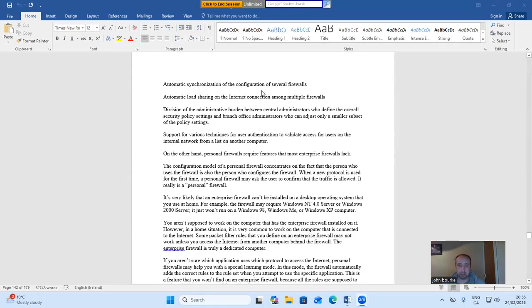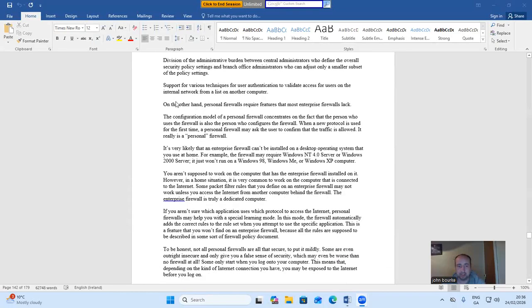Automatic synchronization of the configuration of several firewalls, automatic load sharing on the internet connection among multiple firewalls, division of the administrative burden, with central administrators to define the overall security policy settings, and branch office administrators who can adjust only a smaller subset of the policy settings. Support for various techniques for user authentication to validate access for users on the internal network from a list on another computer.